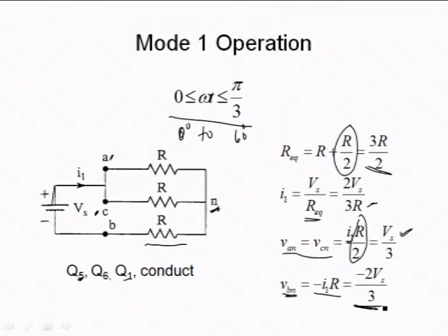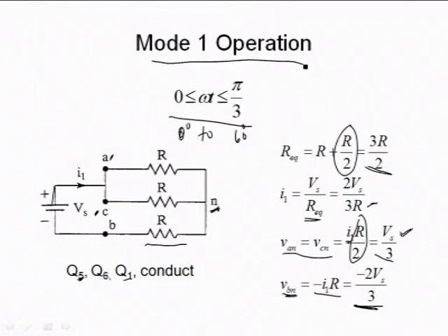I think you have followed how we got VAN. VAN is equal to VCN because both are in parallel, with resistance R, so that is Vs by 3. What is VBN? This resistance is connected to the negative of the power supply Vs, so the voltage will be minus 2 by 3 into Vs. This is for mode 1 operation.